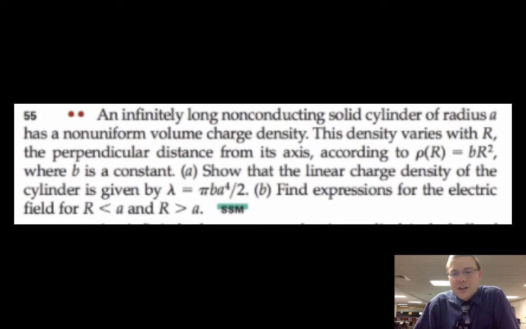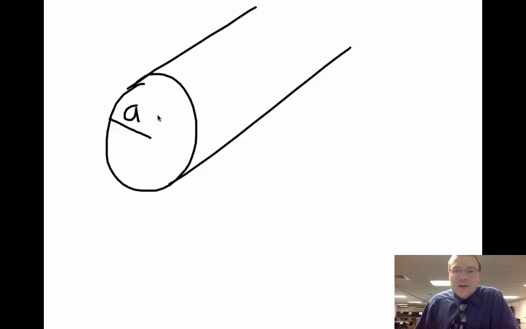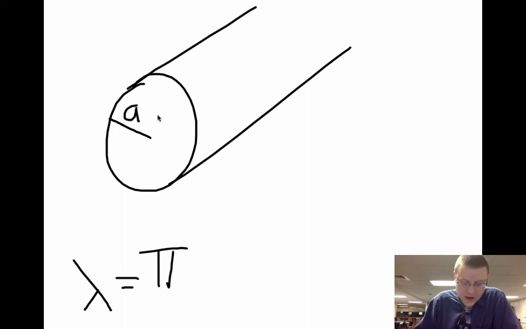They've given you the final answer. You've got to use the knowledge that you have to get to that lambda. But if you don't get that lambda for part B, you can use it to solve for the electric field strength with radiuses inside the cylinder less than a, or radiuses outside the cylinder greater than a. Okay, so here we have our charged cylinder, and they want us to prove that lambda in the end needs to equal pi b a to the 4th over 2.